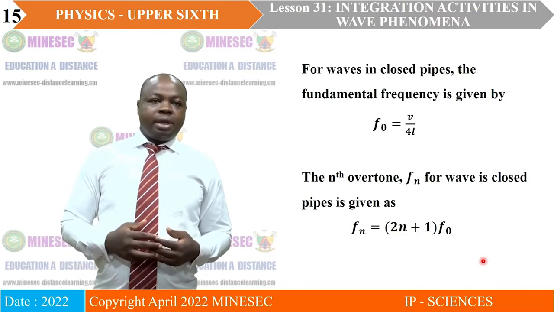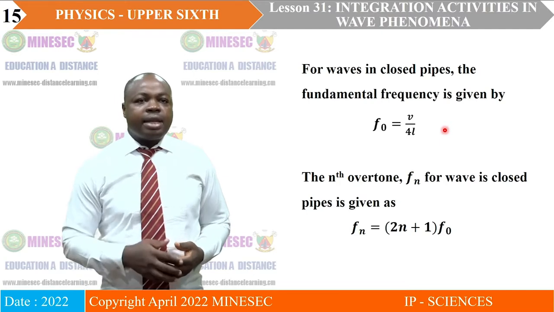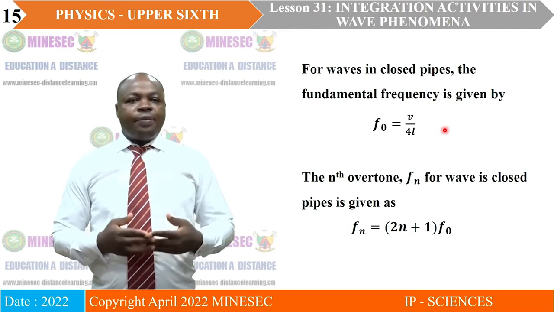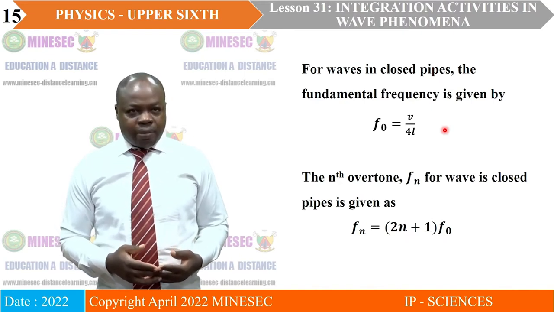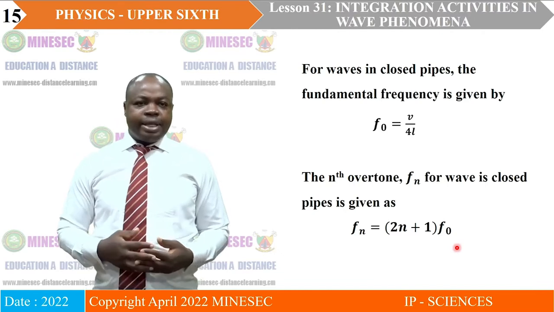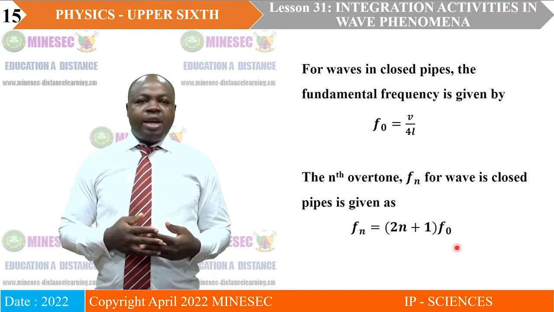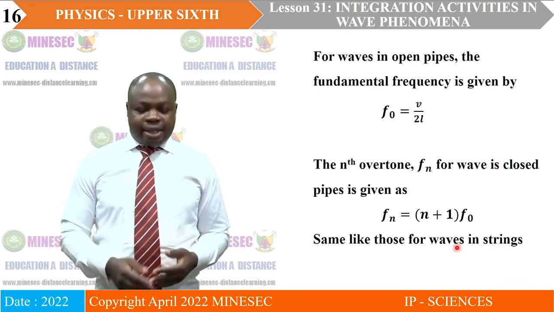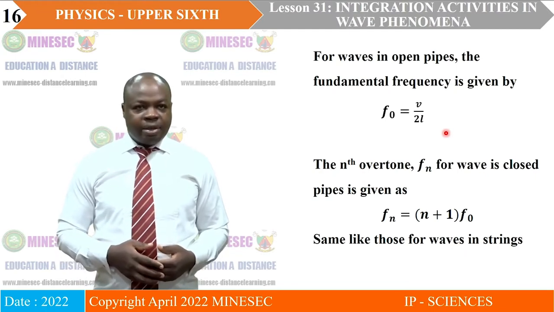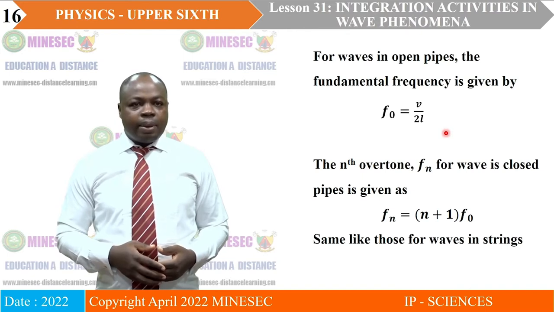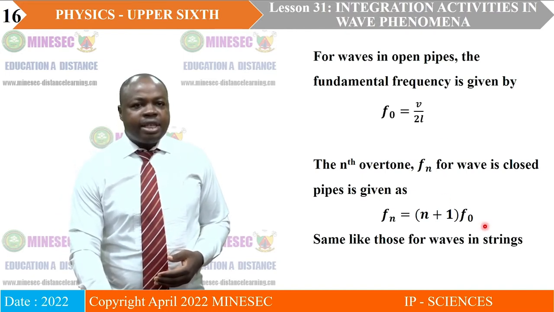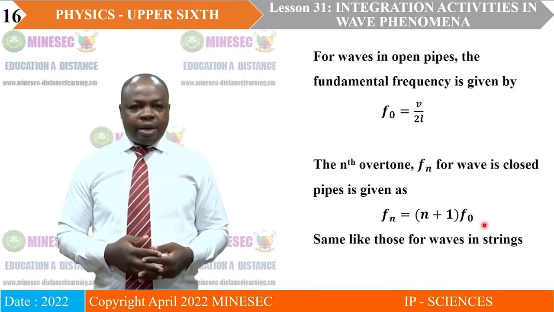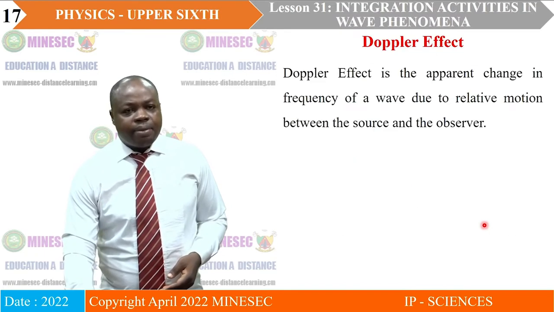For waves in a closed pipe, their fundamental frequency is calculated as F0 equal to v over 4L, where v is the speed of sound in air, and L is the length of the vibrating air column. The nth harmonic frequency is calculated as Fn equal to (2n plus 1) F0. For waves in open pipes, the fundamental frequency is the same as that for waves in a string, F0 equal to 2v over 2L, while the nth harmonic frequency is calculated the same way as that for waves in a string, Fn equal to (n plus 1) F0, where F0 is the fundamental frequency.